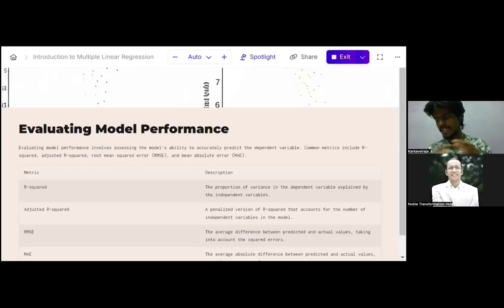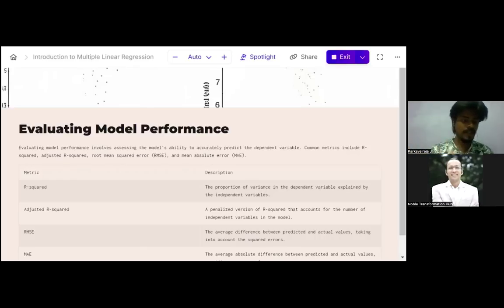Whenever we have a regression problem, we use these kinds of metrics. In linear regression we use them, and multiple linear regression is also a regression problem, so we use the same metrics. First is R squared, the proportion of variance in the dependent variable explained by the independent variables. Then adjusted R squared, a penalized version, which is an updated version of R squared that accounts for the number of independent variables in the model.